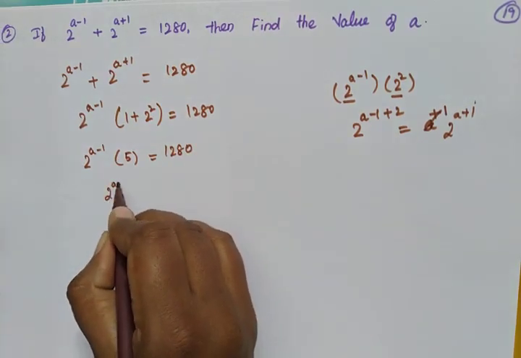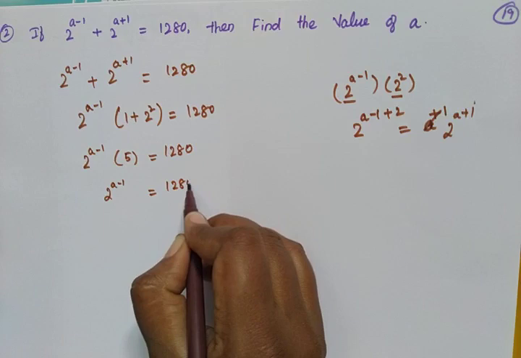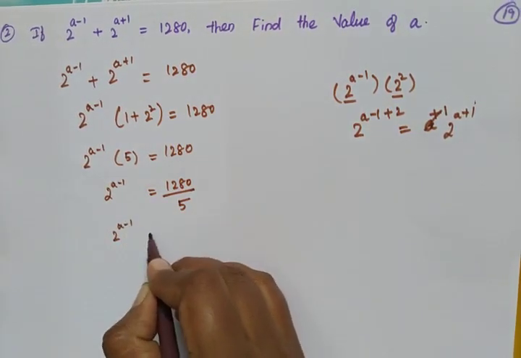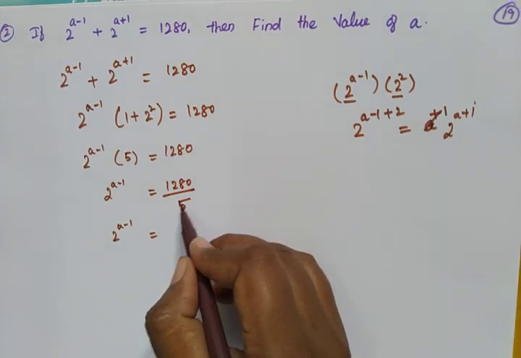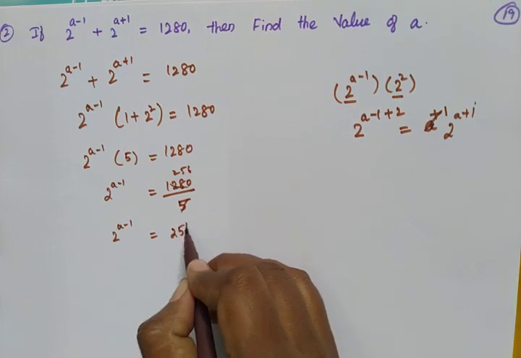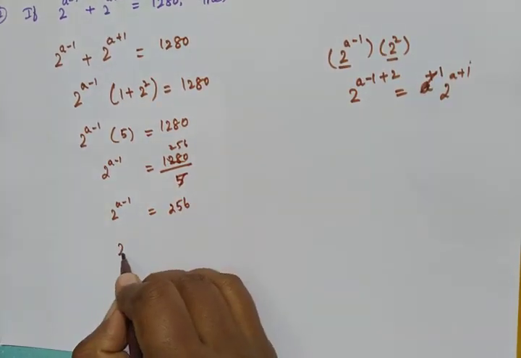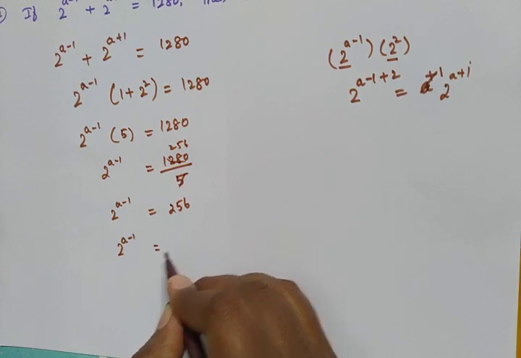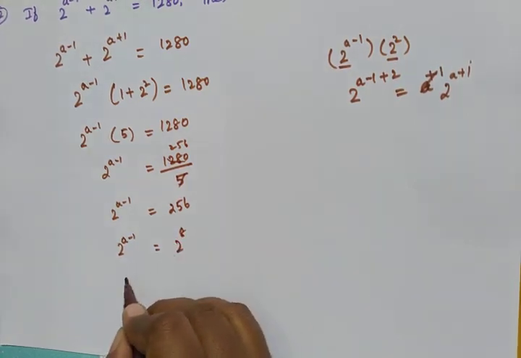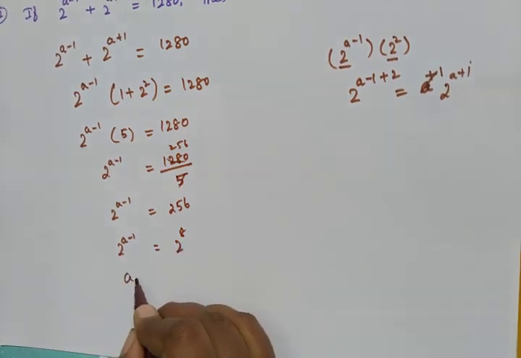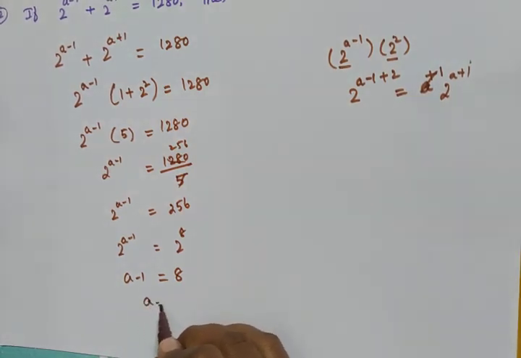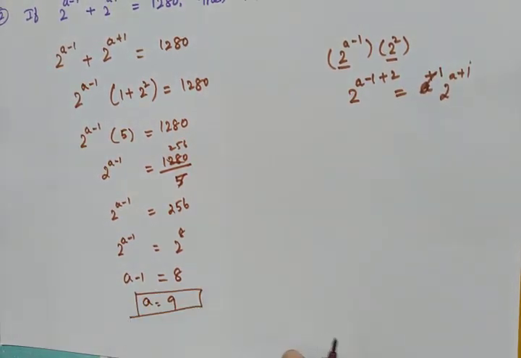Now 2 power a minus 1 will be equal to 1280 divided by 5. Cancelling, we will get 256. We can write this 256 as 2 power 8, bringing it to a common base. Since the bases are common, we can write a minus 1 is equal to 8. Therefore, a will be equal to 9. This is the answer for this problem.